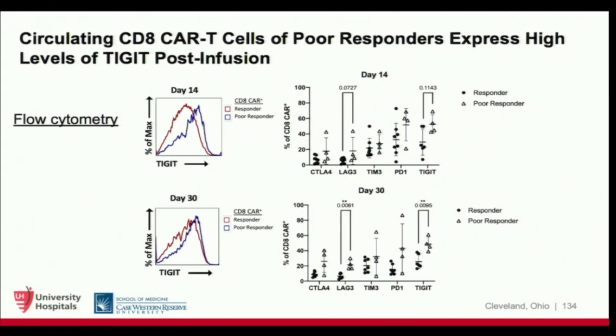Favorable responders were patients who underwent a remission, either a partial remission or complete remission, for purposes of this study. And interestingly, what we observed is when you actually look at outcomes, there was no difference in PD-1 expression across the poor responder or favorable responder groups. However, there was a significant increase in TIGIT in the poor responder groups as compared to the favorable responder groups, both at day 14 and day 30. And we observed that by both RNA sequencing and flow cytometry analysis.